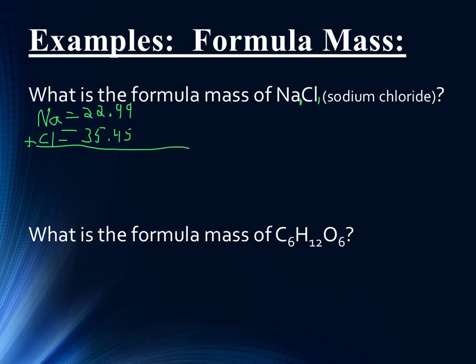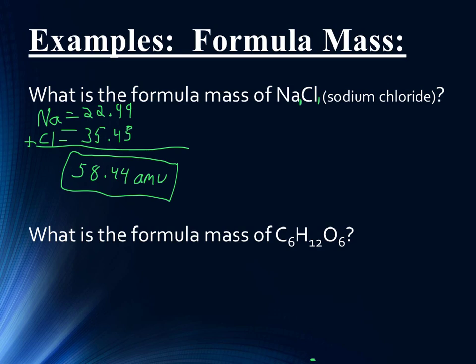Now I bust out my handy-dandy calculating device. I get 22.99 plus 35.45. I get 58.44. That's to 2 decimals. Both my starting values had 2 decimals, so I am good with my decimals and my sig figs. I just pop the good old AMU unit on the end there, and there's my formula mass of sodium chloride. Like I said, that's a rather easy one.